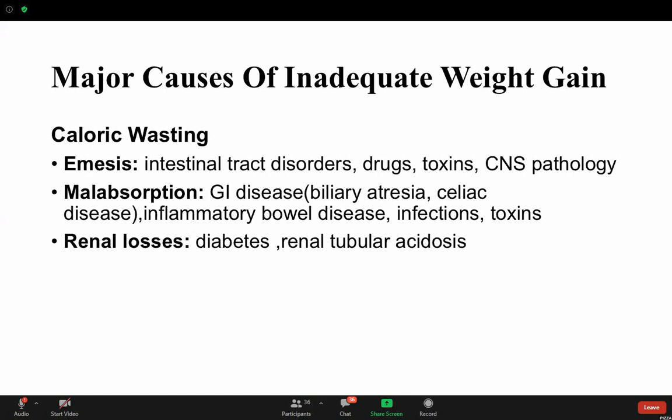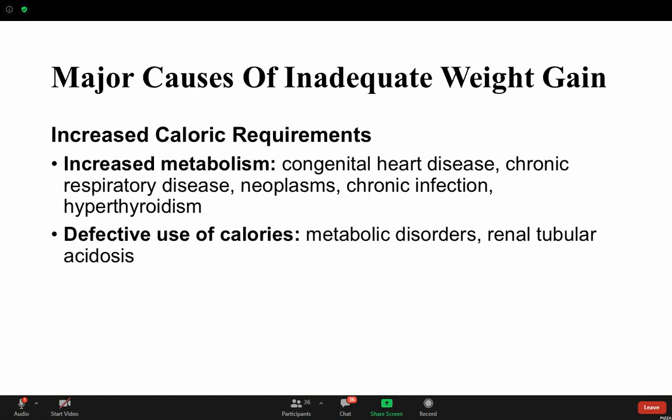caloric wasting يا إما they have emesis vomiting because of different reasons، طبعاً intestinal tract disorders, drugs, toxins, CNS pathology، أو malabsorption إنهم يأخذون كميتهم كفاية من الأكل بس ما يقدرون يمتصونها because of GI diseases whether it's biliary atresia, celiac disease, inflammatory bowel disease, infections, toxins causing malabsorption، أو renal losses الكالوريز في زي حالات الديابيتس والرينال tubular acidosis.